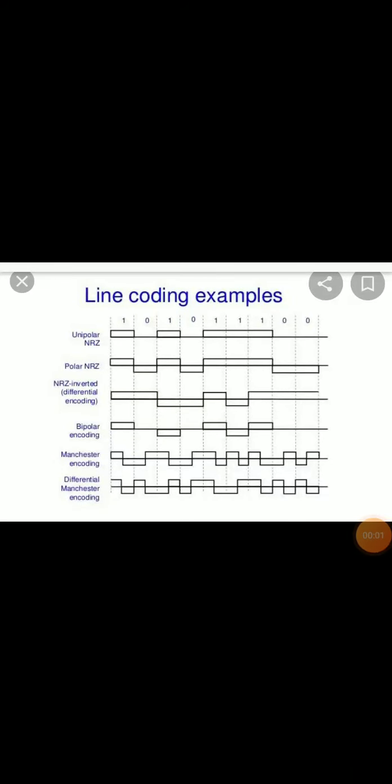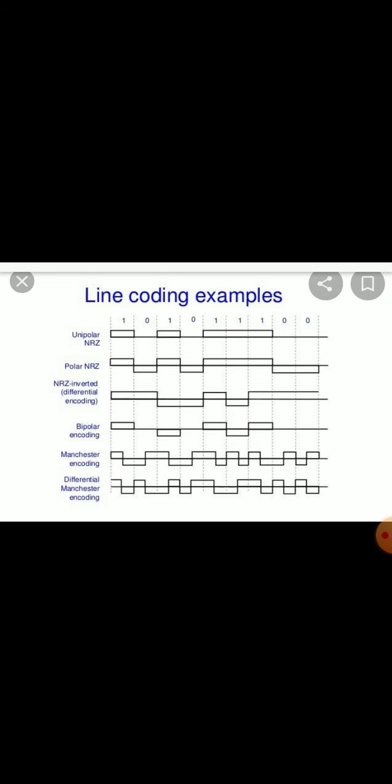So today we are going to discuss the topic line coding. First, what does line coding mean? It is used for data transmission of a digital signal over a transmission line. The coding is chosen to avoid overlap and distortion of the signal, such as inter-symbol interference.